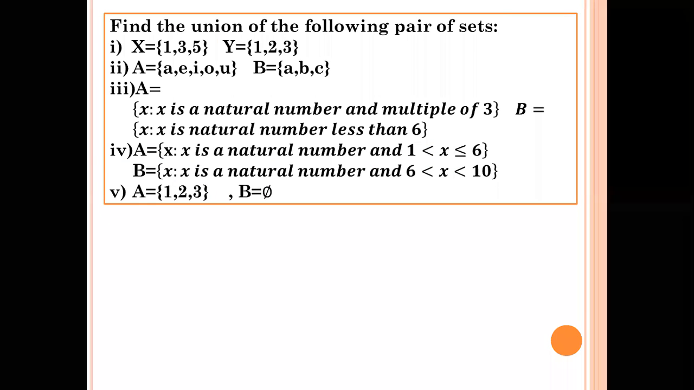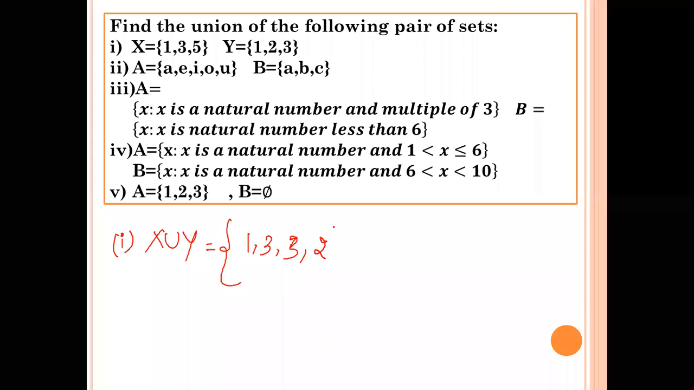Now let me see who will give me the answer for the first one. You have to find the union of the sets. You have to find what is X union Y. What is X union Y, students? X has 1, 3, 5. Yes, good Ambika. Good Afrin. Yes, good Purnima. Good Chandana. So what is X union Y? 1, 3, 5 and 2, or 1, 2, 3, 5. Anything is fine. Order is not important.